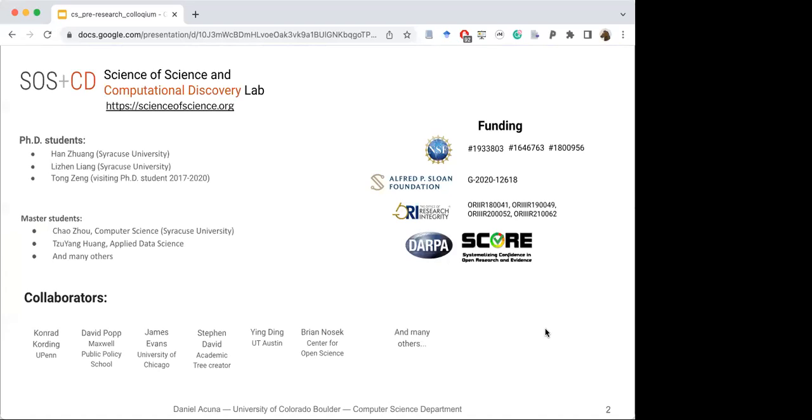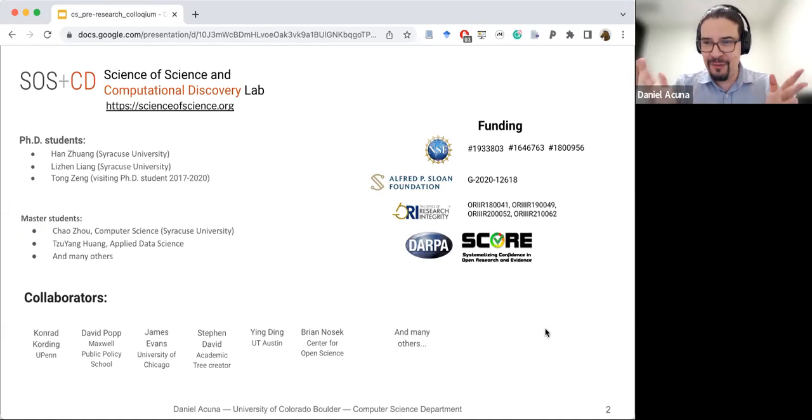Okay, great. Again, if you have any questions, feel free to interrupt me and ask, unmute yourself, or use the chat, whatever you like. I run the Science of Science and Computational Discovery Laboratory in this brand new place that I cannot show right now, but it's behind me. It's in the North Tower. It's very beautiful. If you get the chance, please visit us.